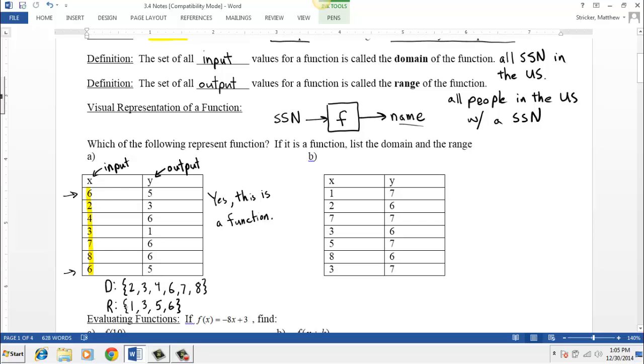Let's take a look at the next example. Here again we have a column of inputs, a column of outputs, and there's a problem here. Can you see the problem that comes up with the next one that makes it not a function?